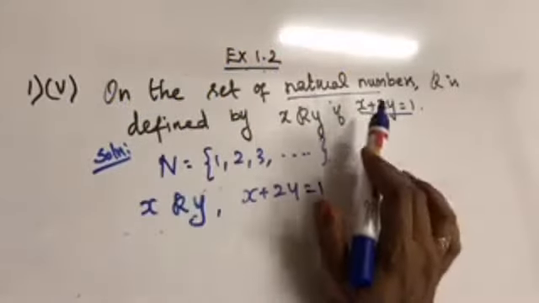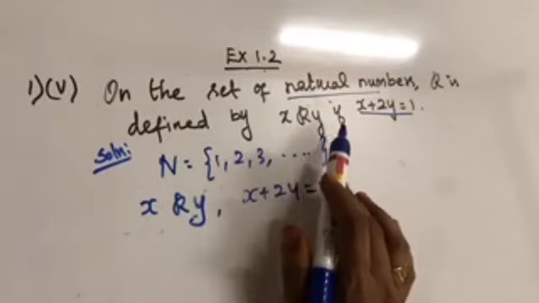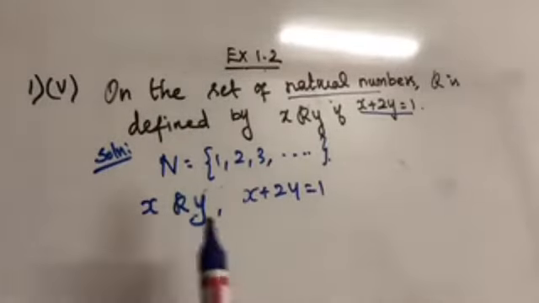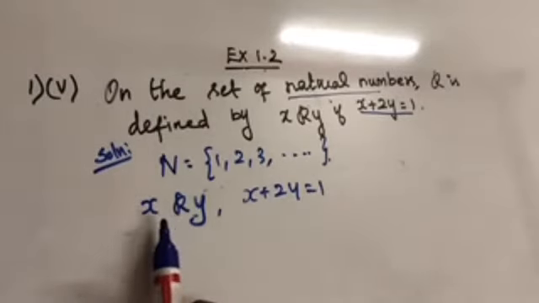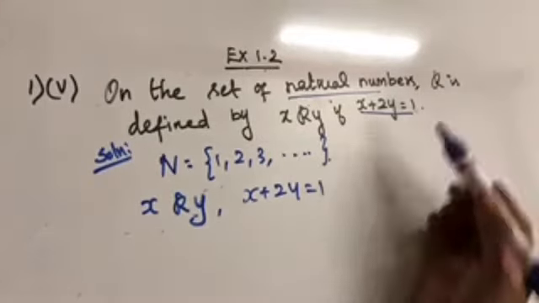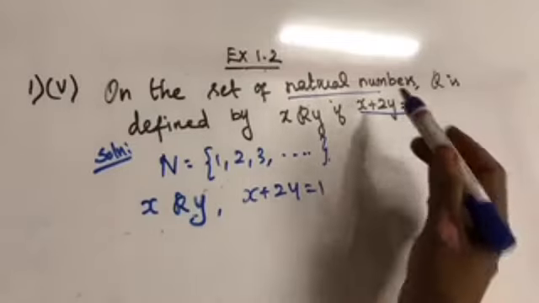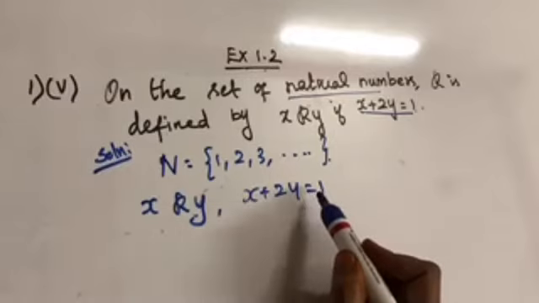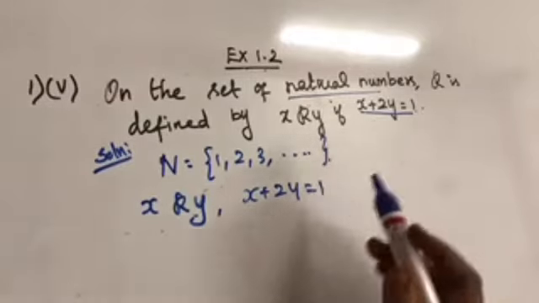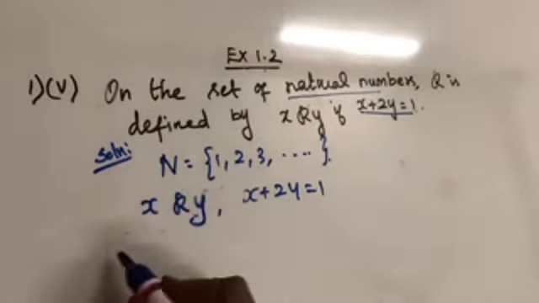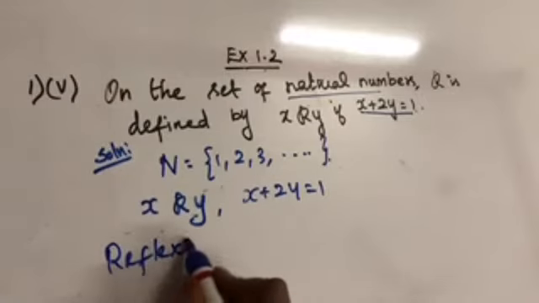On the set of natural numbers, R is defined by x is related to y if x plus 2y is equal to 1. N is the set of natural numbers. R is the relation, x related to y if x plus 2y is equal to 1. We have to check whether x plus 2y equals 1 satisfies the reflexive, symmetric and transitive conditions. First, we have to check whether it is reflexive.